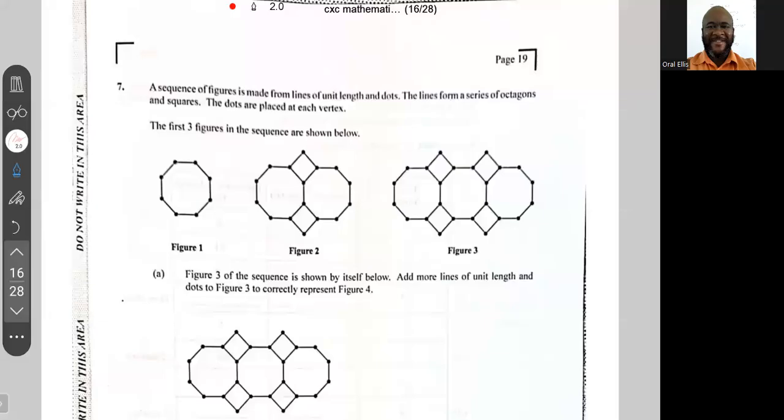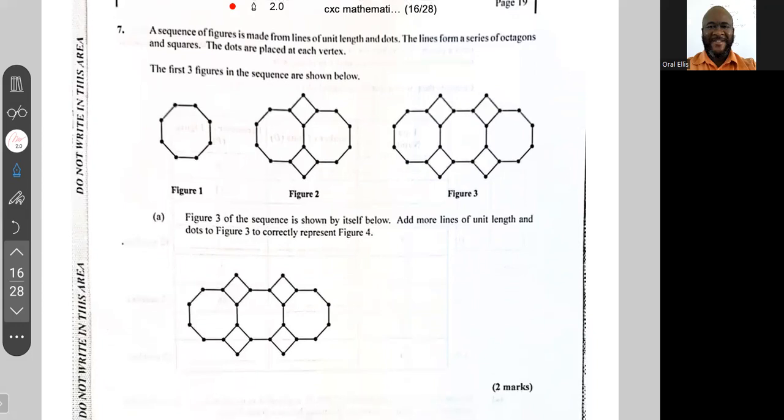All right, so this is January 2022, question number 7. This says, a sequence of figures is made from lines of unit lengths and dots. The lines form a series of octagons and squares. The dots are placed at each vertex. The first three figures of the sequence are shown below: figure 1, figure 2, figure 3.